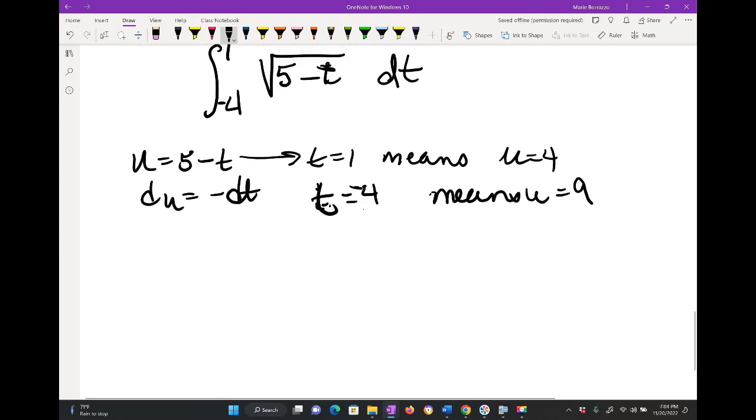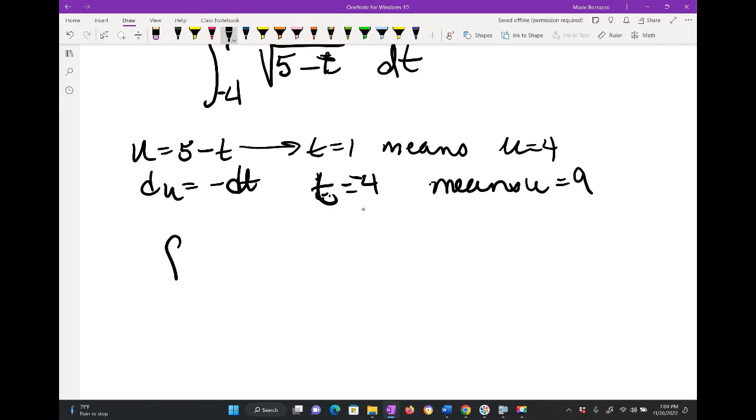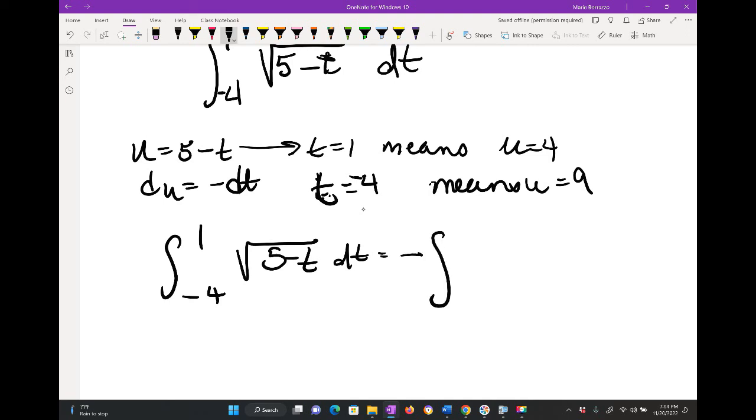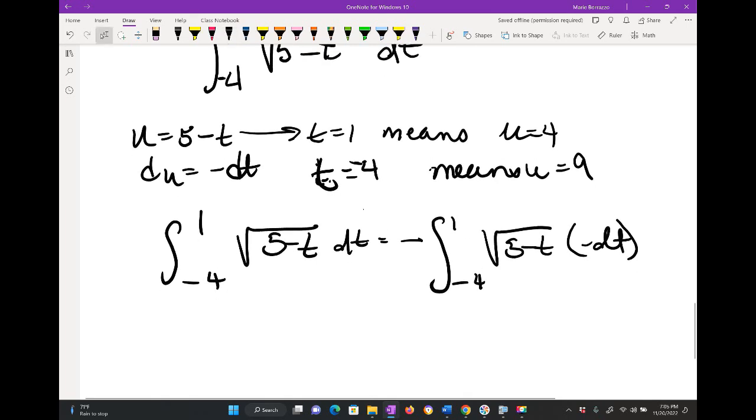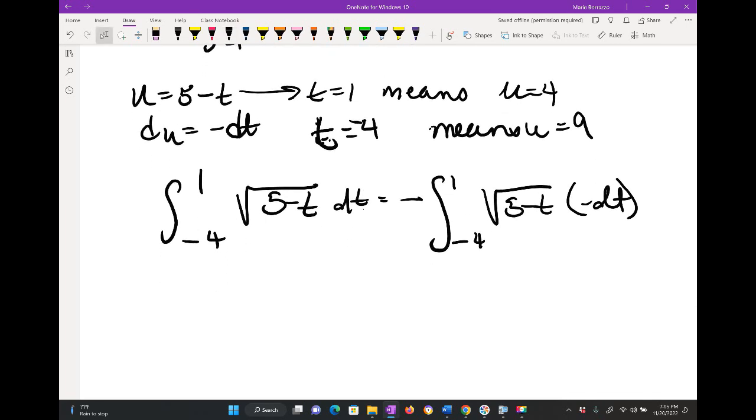So we have the integral from 1 to negative 4, again, of the square root of 5 minus t dt, which is equal to the negative integral from 1 to negative 4 of the square root of 5 minus t, negative dt. So remember, it's always b minus a, but a seems to be a larger number.